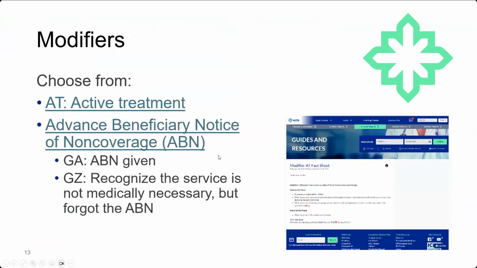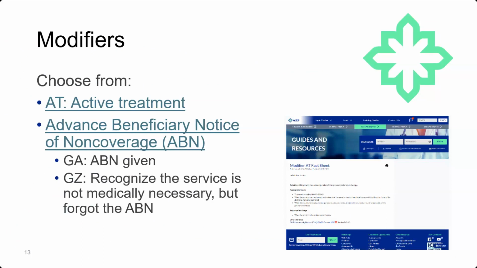The next slide is about the modifiers. Oops, sorry, we already located that. It's about the modifiers. And the first one is AT, and that's active treatment. And you actually saw that within that coding article that said it has to be coded with the modifier AT to indicate to us that it's active treatment. If it's not coded with an AT, you would want to code it with a GA if you gave an advanced beneficiary notice of non-coverage.